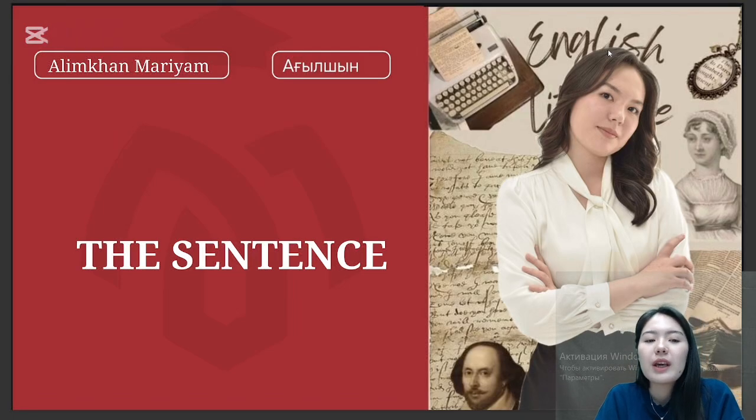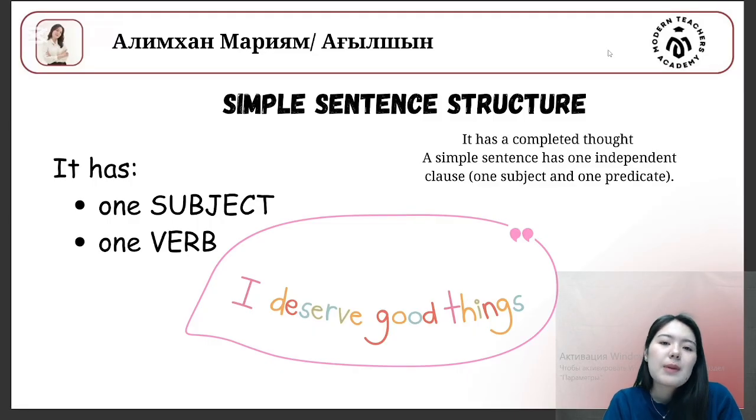Today, as usual, we learn a new topic. Today's topic is the sentence. In English, we have three types of sentence: simple, compound, and complex. It's important to use each of them because this structure makes our writing more engaging to the reader. First, the simple sentence.